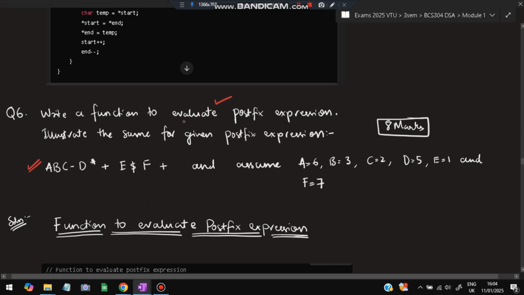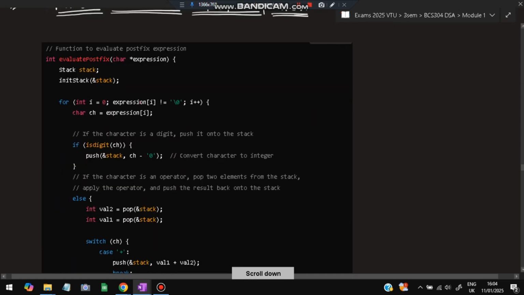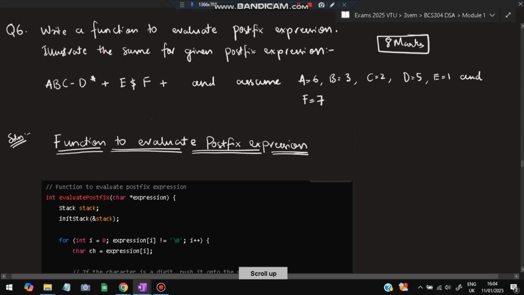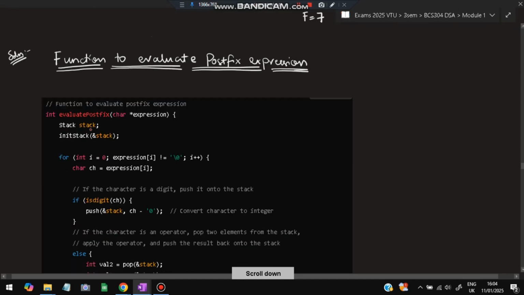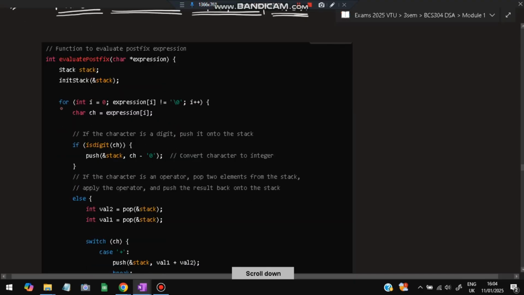First, write a function to evaluate a postfix expression. This is for the 8-mark question. First you will write evaluate postfix, and the expression to be evaluated will be accepted here. We'll have a stack, and initialization means a stack will be created and initialized with 0 and null value. After that we'll run a for loop.